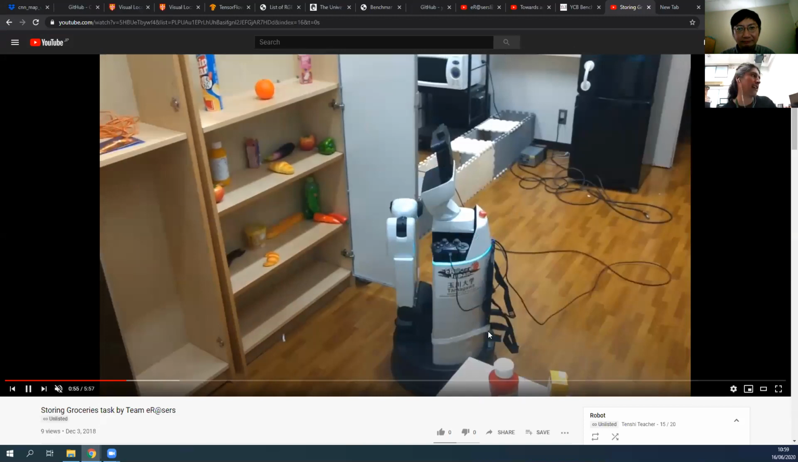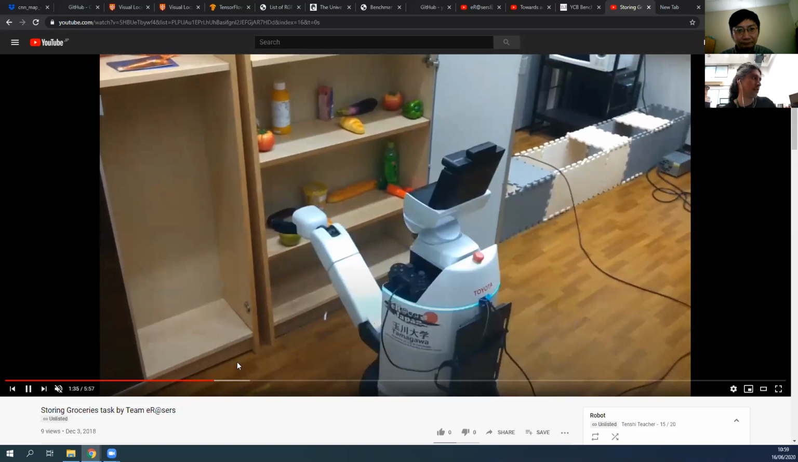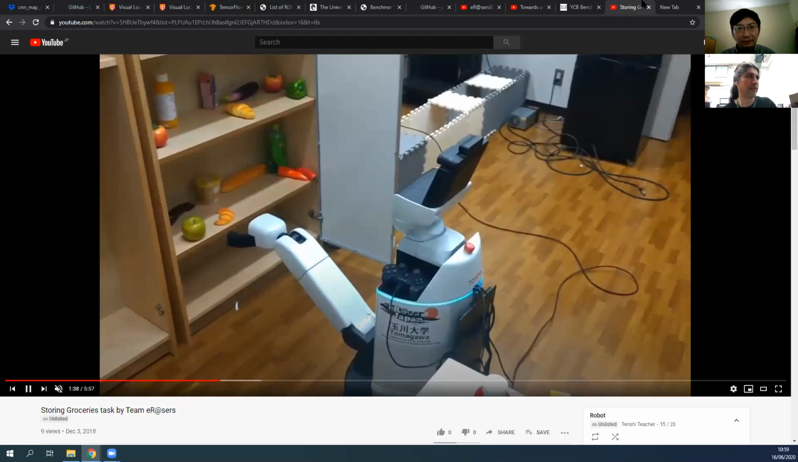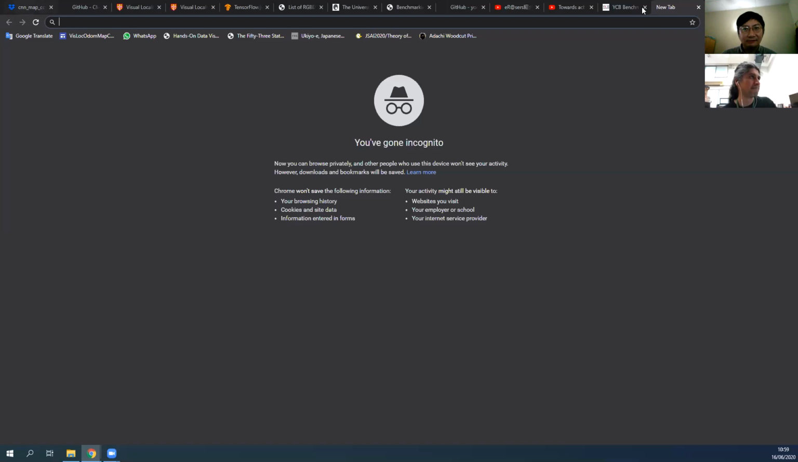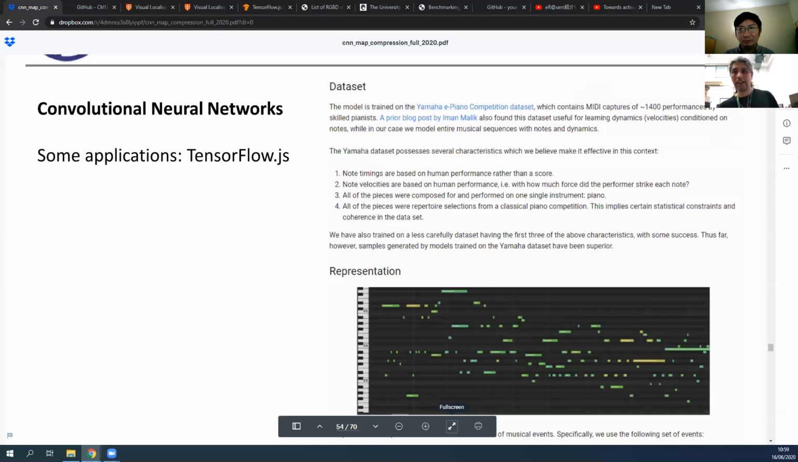And currently, this lab is in Tamagawa, right? Yeah. Well, it's how we use the data. So the important thing here was, as we mentioned, data. Okay, so this is for the sorting grocery task. Okay, so Luis, we already passed the break time, so you can resume your lecture as you have planned. Okay, so let's continue.